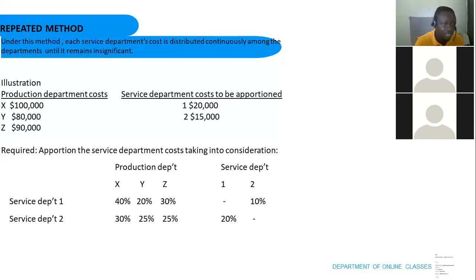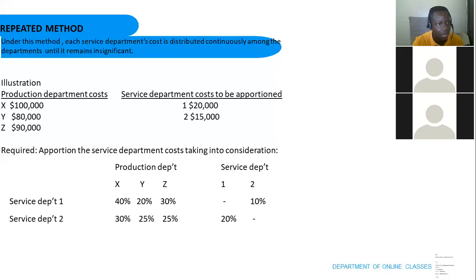And when we say a figure is insignificant, zero is insignificant. You get it? So that's what we call the repeated method. Okay, you keep on sharing the 20,000 over the various departments until the 20,000 becomes insignificant. The same applies to any other service department cost that may be given to you. Okay, so bear in mind that as the name goes, repeated, I must continue. Keep sharing the cost over the various departments until the cost becomes insignificant.